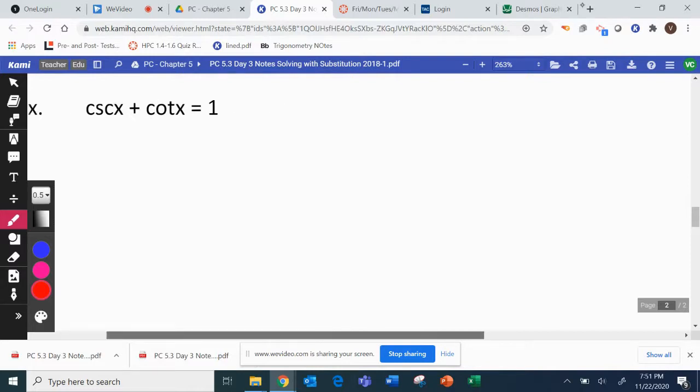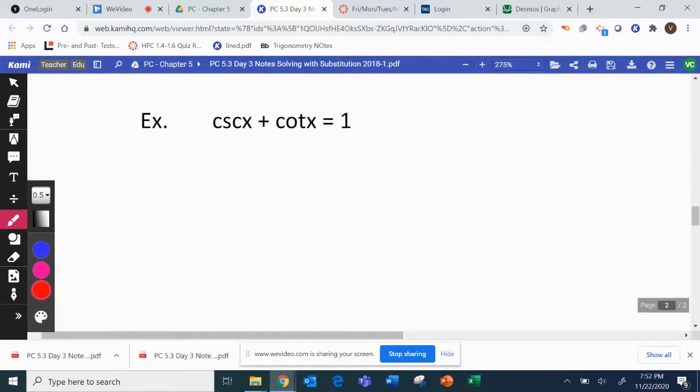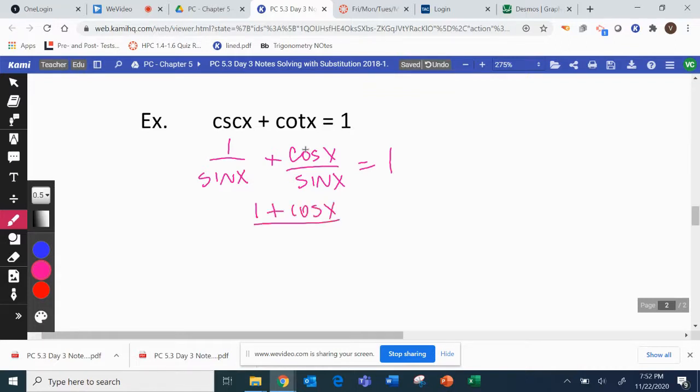All right. Okay. So this one, we're going to look at changing cosecant into 1 over sine x. And then cotangent would be cosine x over sine x equals 1. So if we added those together, 1 plus cosine x over sine x equals 1. We could cross multiply that.